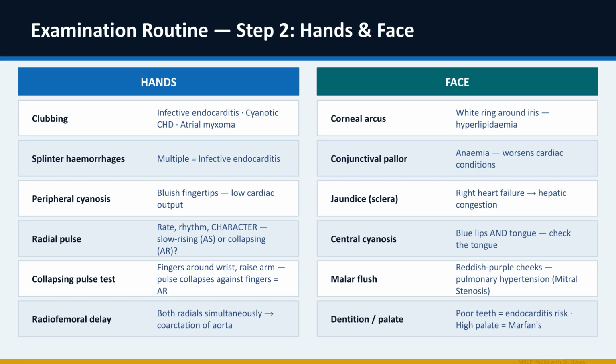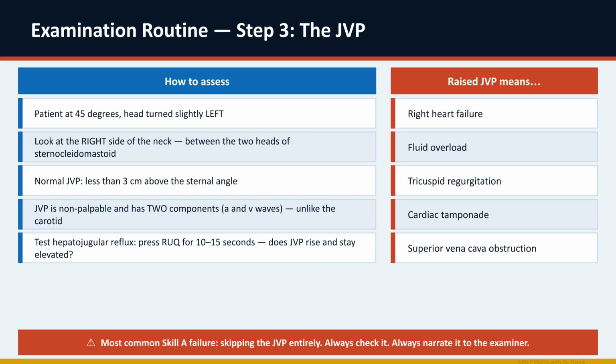Step 2 focuses on the hands and face. Look for clubbing and splinter hemorrhages in the hands, assess radial pulse and perform the collapsing pulse test. Check for radiofemoral delay. On the face, look for corneal arcus, conjunctival pallor, jaundice, central cyanosis, molar flush, and examine the dentition and palate.